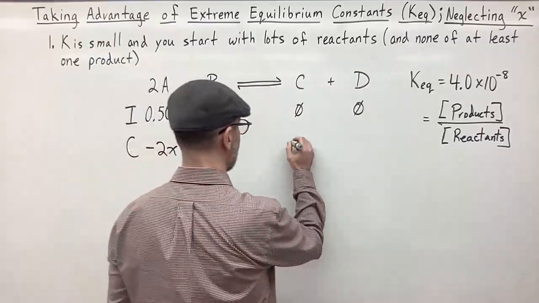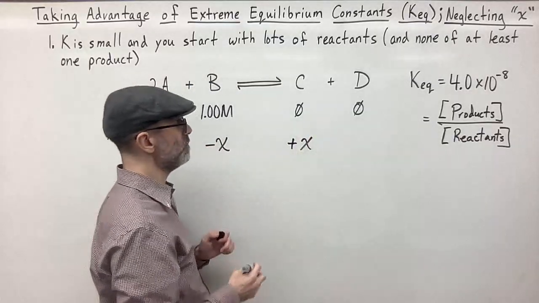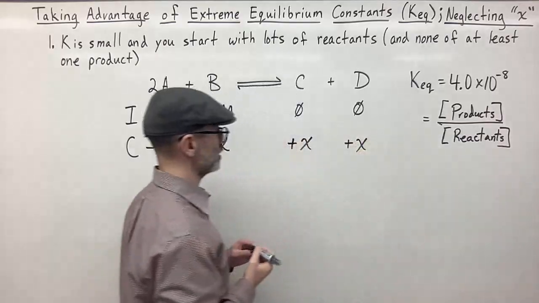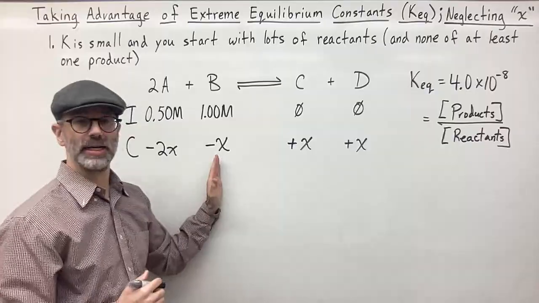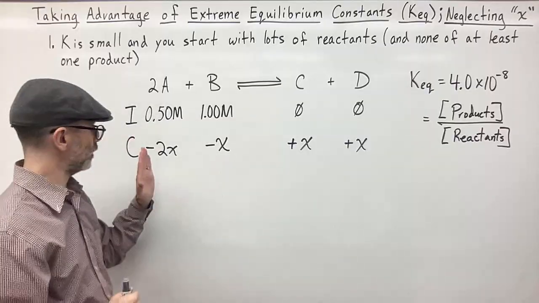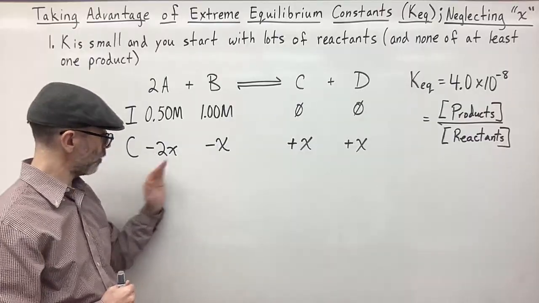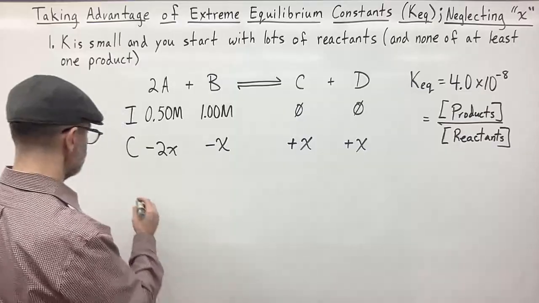So I'm going to gain an X amount of C, and that means I'm going to gain an X amount of D. So I gain an X amount of C and D, I lose an X amount of B, and I lose double the amount of A, negative. I lose 2X of A. And now I can set up my equilibrium expressions.